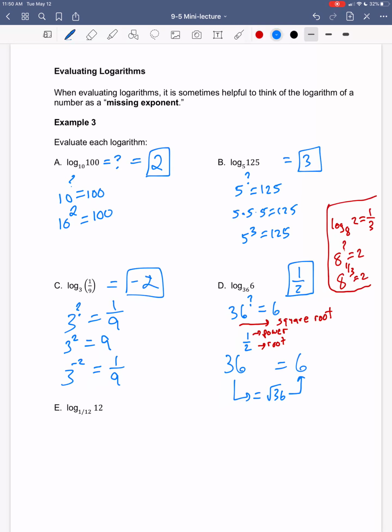This very last one down here, again, says 1/12 to what power is 12. And if I write it like that, then I see what I need to do is take just the reciprocal, and to take the reciprocal, that's the negative first power, right? So this answer would just be -1. So work on those a little. You'll want to practice that. They're really not that bad if you think again of this logarithm just being a missing exponent.